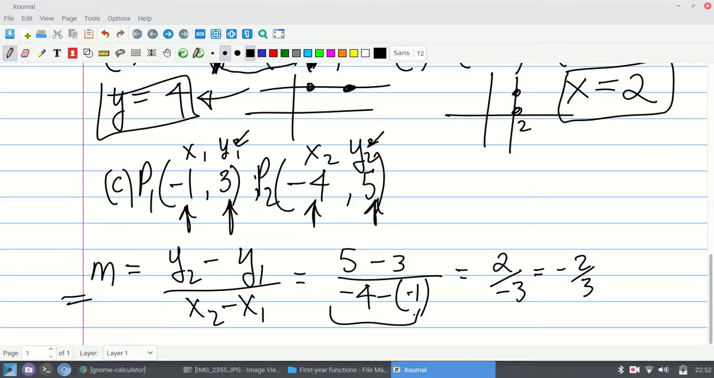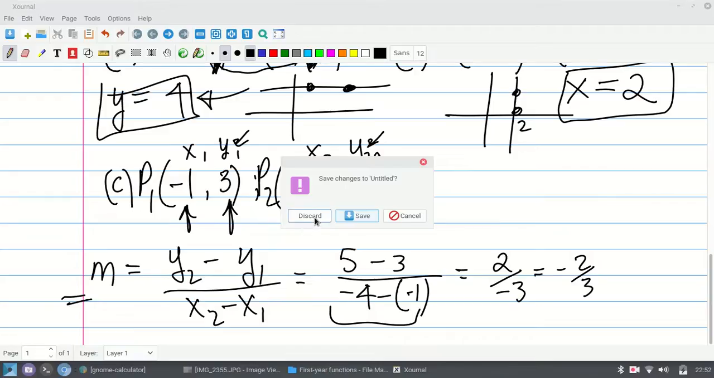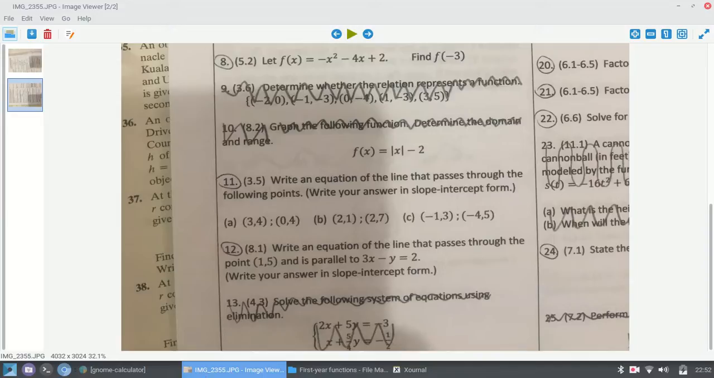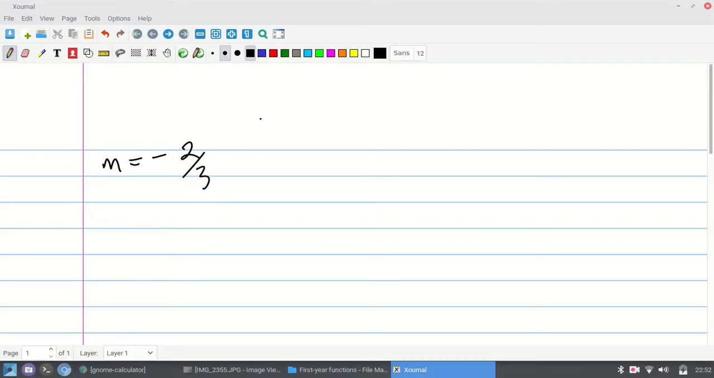Next, I've got my slope. I've got to start a new page, sorry guys. So I've got my slope, which is negative 2 over 3, and all I need to do is use any one of these points. If I know my line has the form y equals mx plus b, and I just found m, negative 2 over 3, all I need to do is find the y-intercept.